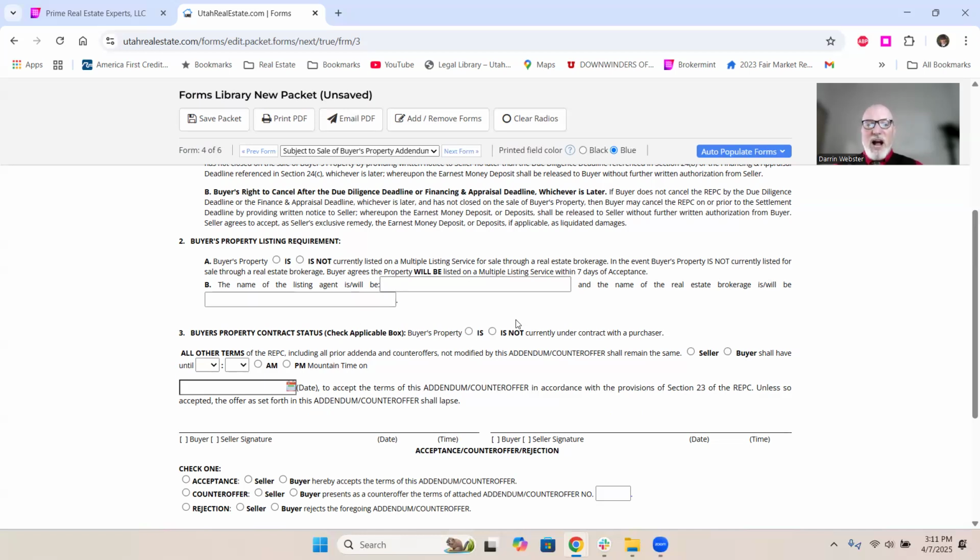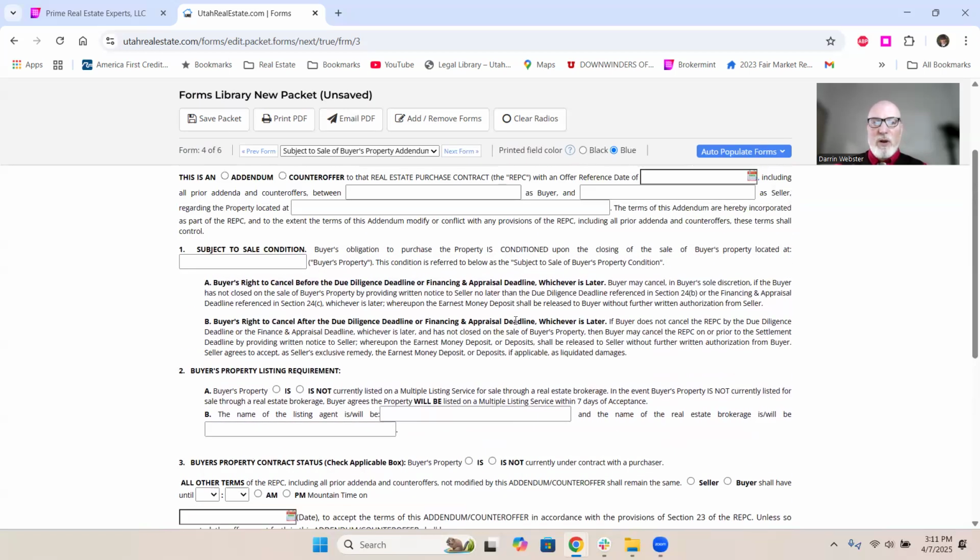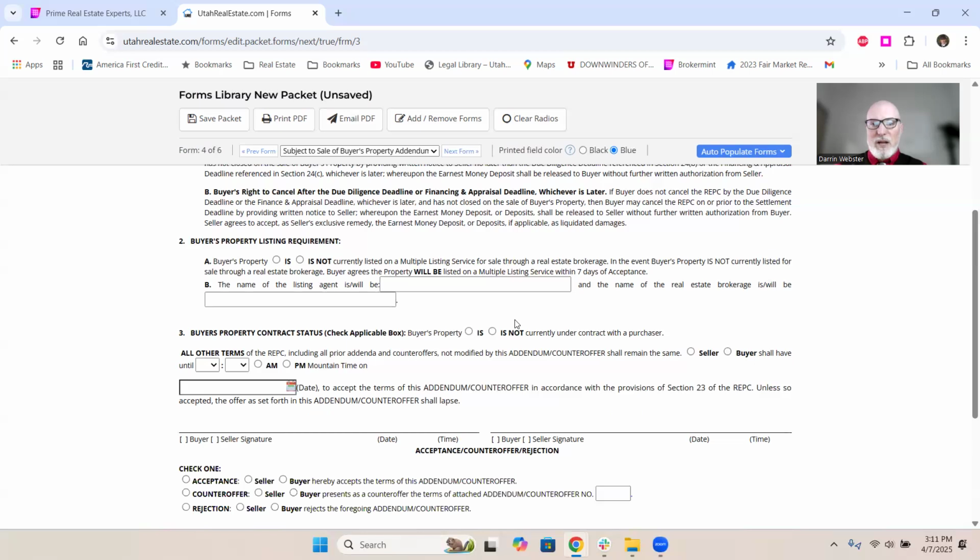Now, if they've already got their home listed and under contract, then you want to disclose that as well. And say, look, it may not be currently listed, but it is currently under, down here, is or is not under contract. If it is under contract, it looks a little better for your buyer to be able to say, look, mine's already under contract.